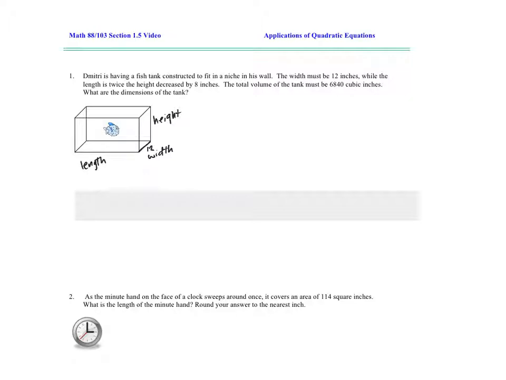Okay, and the total volume of the tank must be 6,840 cubic inches. So this is the volume of a rectangular box or a rectangular prism, which is the length times width times height. Okay, so I know my width is 12, and I don't know my length or my height yet, but I'll get there. I also do know that the total volume is 6,840. Okay, so now let's go in here and see what we've got.